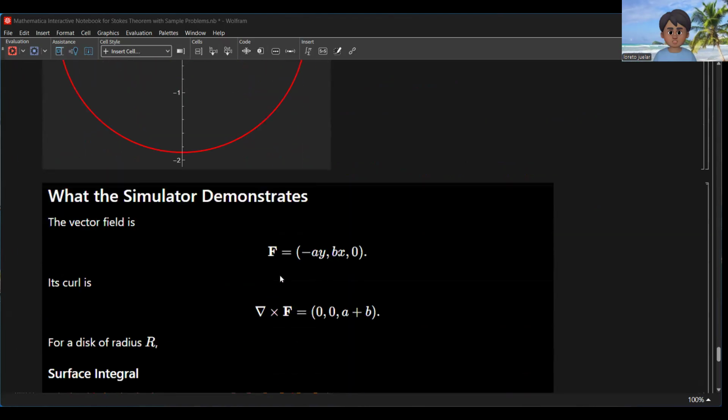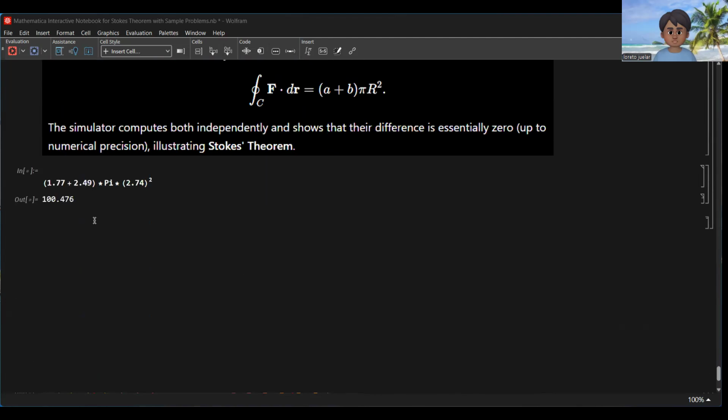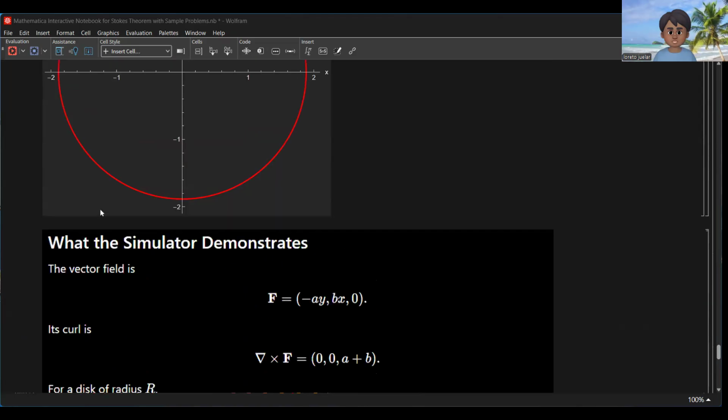For example, if a is equal to 1.77, b is equal to 2.49, times pi times the square of r, r squared being 2.74. So the answer is 100.476.